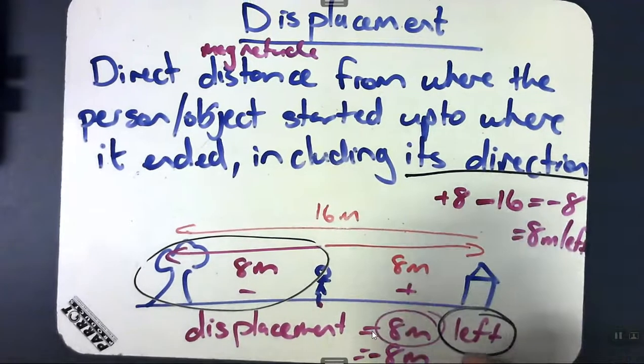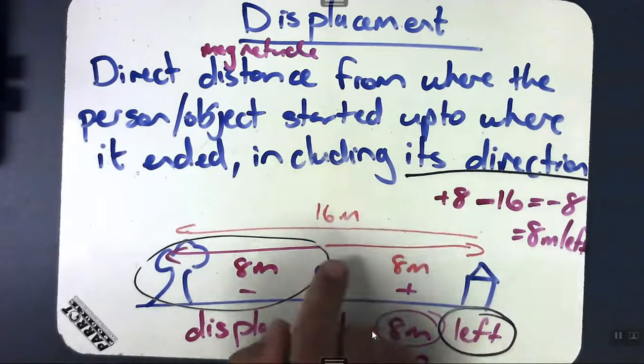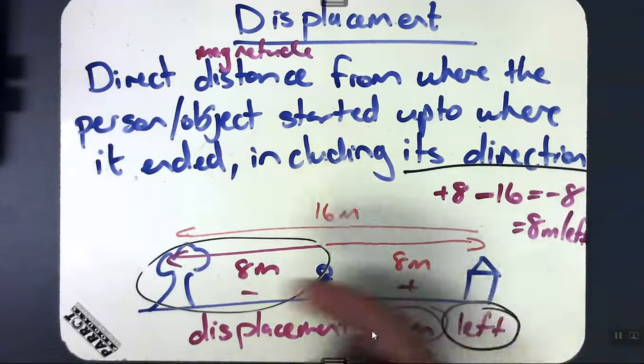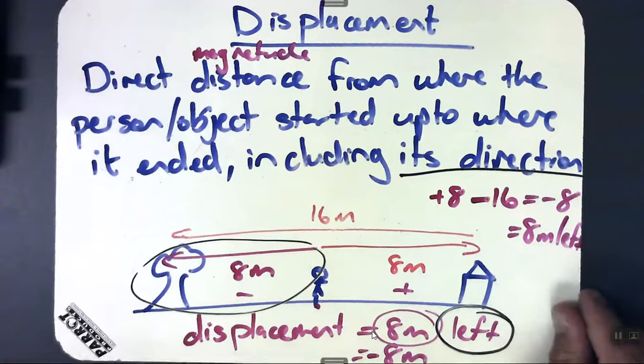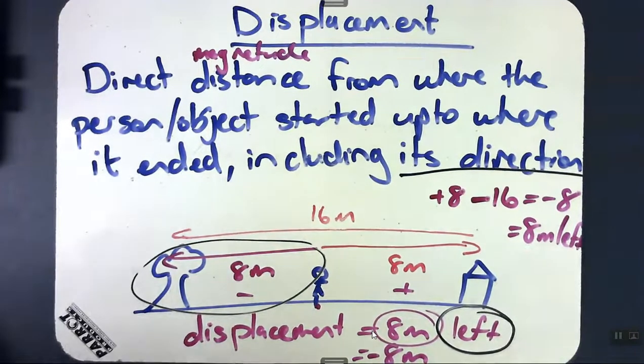But with distance, we always add, whether it's in this direction or in that direction, we just keep on adding. And that's the main difference between displacement and distance. Next, we will be looking at speed and velocity.